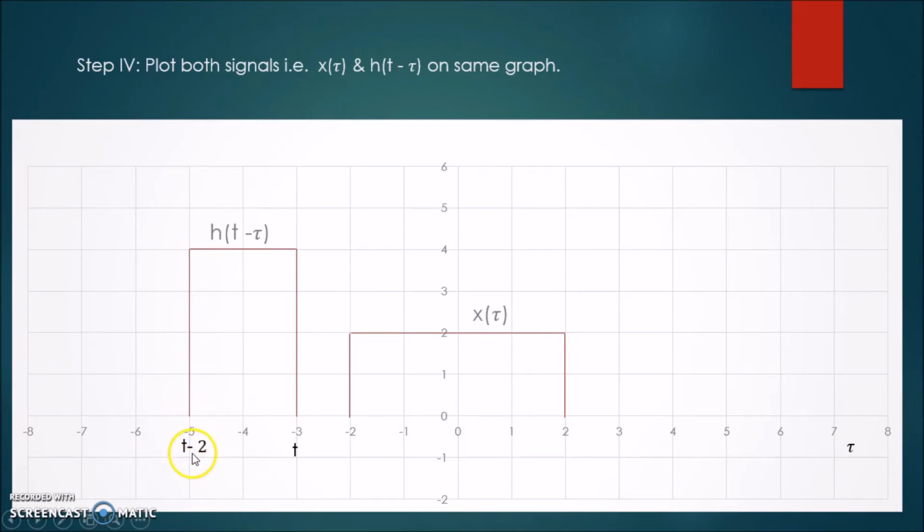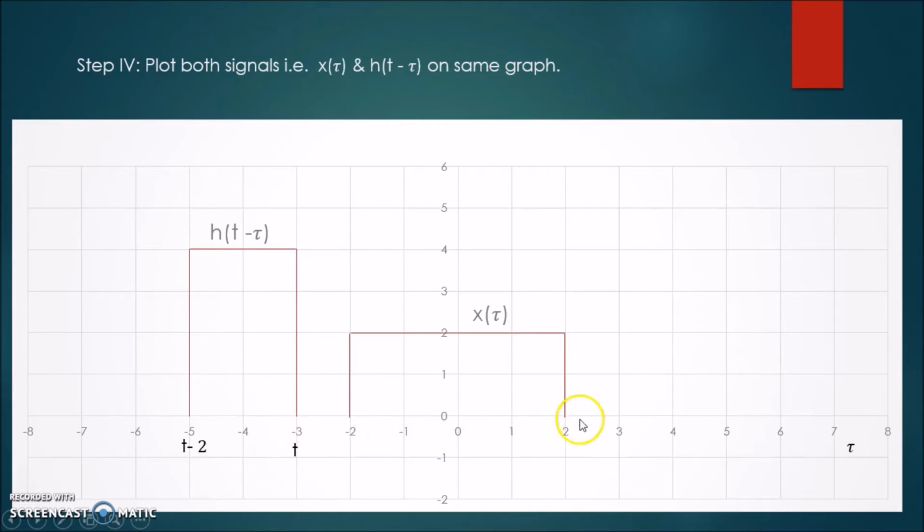But from the limit t minus 2 up to t, h of t minus tau exists, having a value of 4, but x of tau is not existing in this range. Similarly, from t up to plus 2, none of the signals exist, that is, h of t minus tau is not existing in this range.